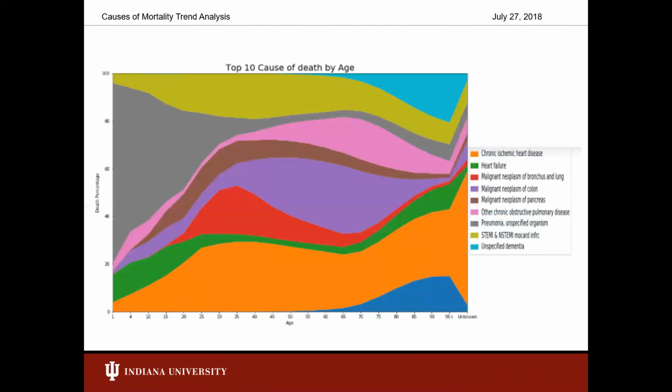So this is a stacked area chart, which shows the total death percentage across different age groups for the top 10 causes of death. As the age scale increases, the area under the chart changes for each type of cause. For example, pneumonia, as seen here in gray, has a much larger area under the age of 25, meaning pneumonia is responsible for a higher percentage of deaths under the age of 25. After 25, the area slowly decreases, indicating fewer deaths from pneumonia as age increases.